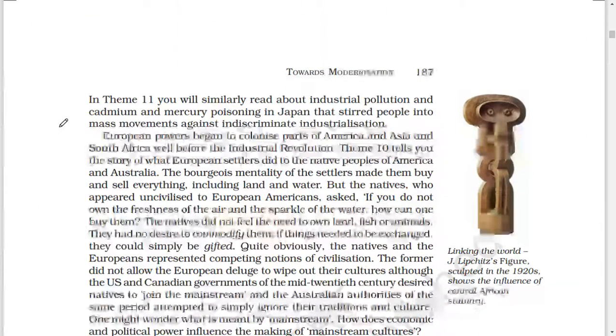In Theme 11, you will similarly read about industrial pollution and cadmium and mercury poisoning in Japan that steered people into mass movements against indiscriminate industrialization.